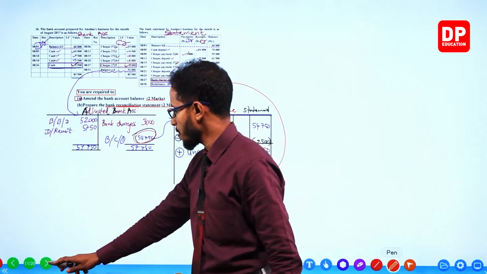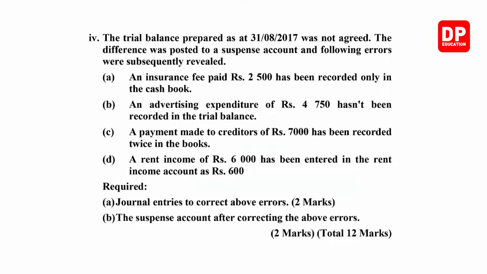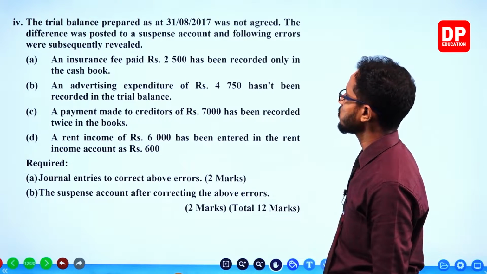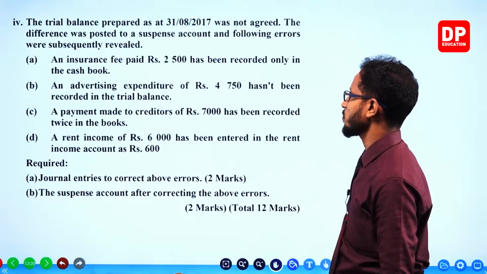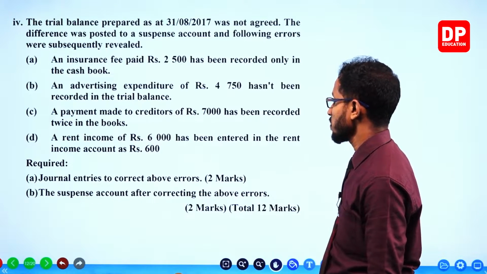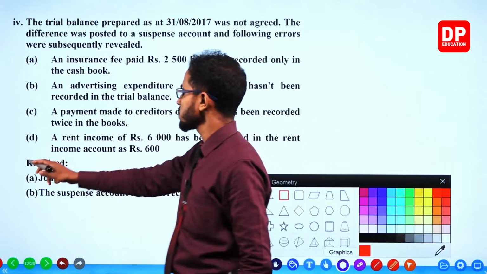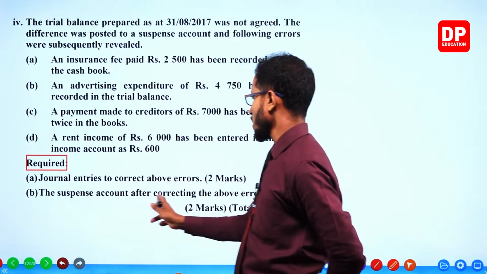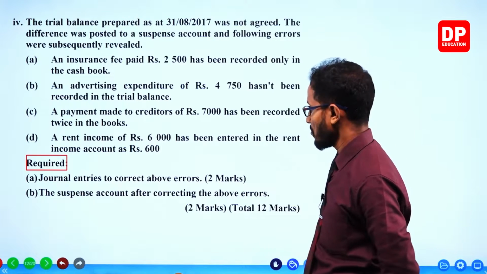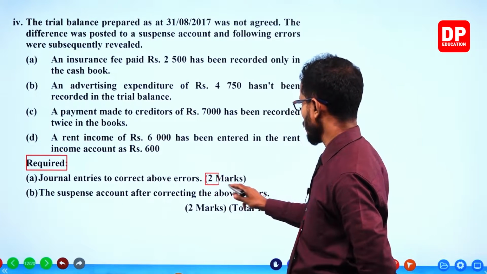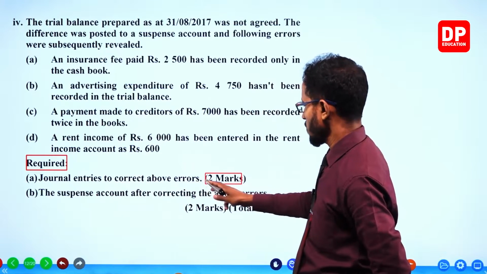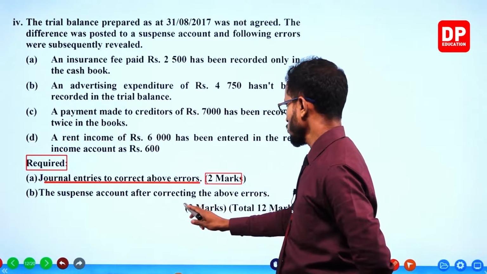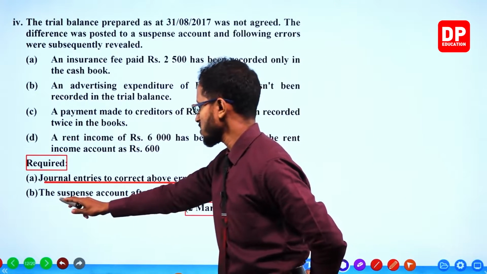The trial balance prepared as at 31st August was not agreed. The difference was posted to a suspense account, and the following errors were subsequently revealed. Required is journal entries to correct the above errors, and the suspense account after correcting the above errors. 2 marks for journal entries, and 2 marks for suspense account.